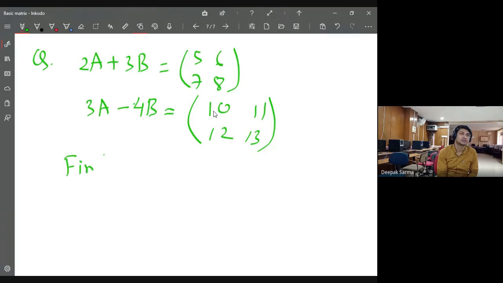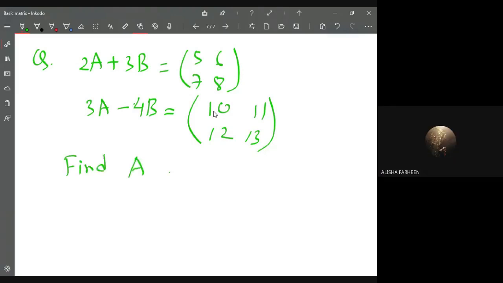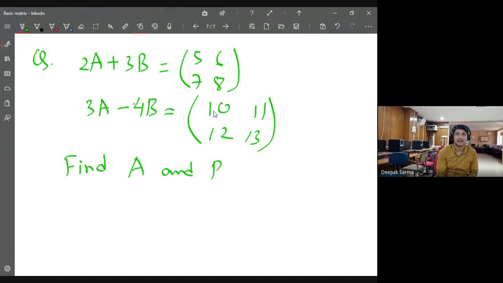What is the question? Find A and B. But A and B are matrices. Do you see? Because in both the cases, the right hand side is a matrix, so the left hand side must be a matrix. Besides, twice A and 3B are added, so they are conformable for addition. That means they must be of the same order. Otherwise, you cannot add them.